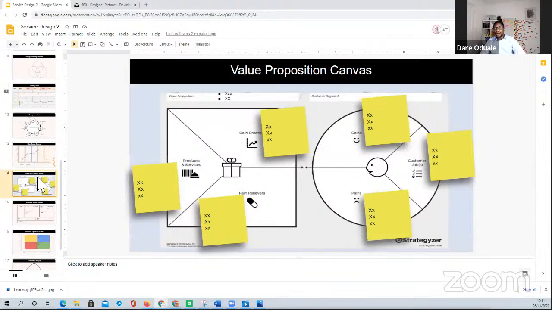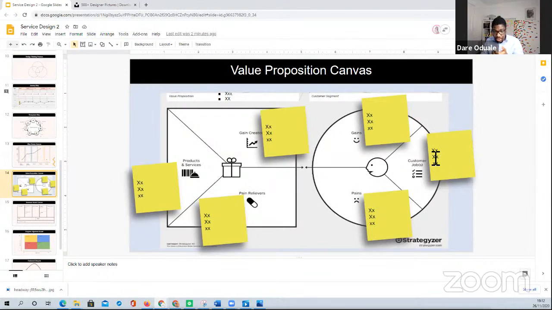Okay, so now you've come up with your ideas. This is another way of reconfirming that whatever ideas we have as the solution match up with the problems and needs that our customers are having. That's the idea of a value proposition canvas. So this circle is capturing your customers, this square is capturing what you are offering. So at this point, you would have been able to define what your customer is really looking for.